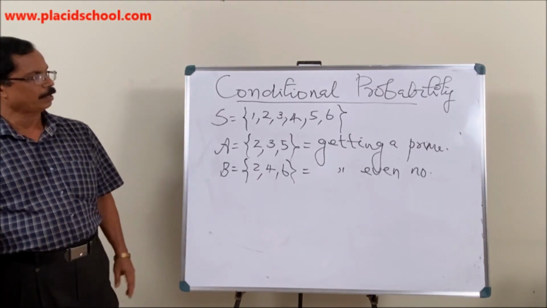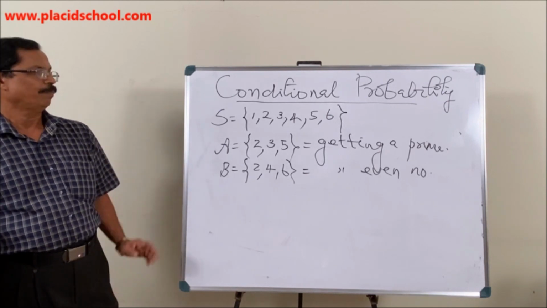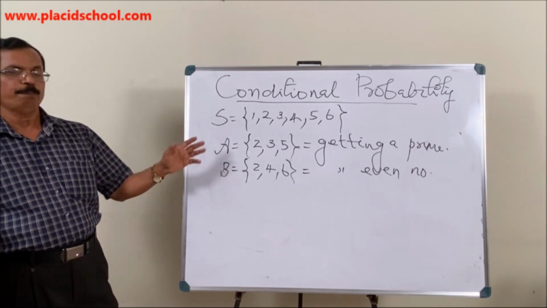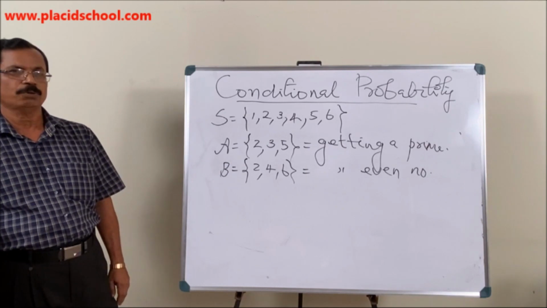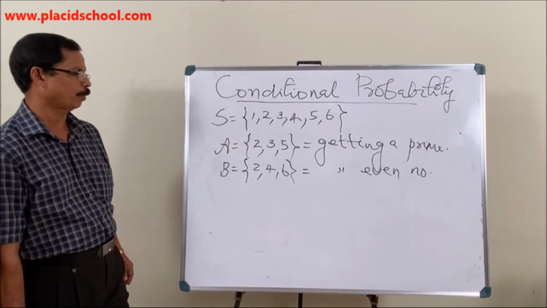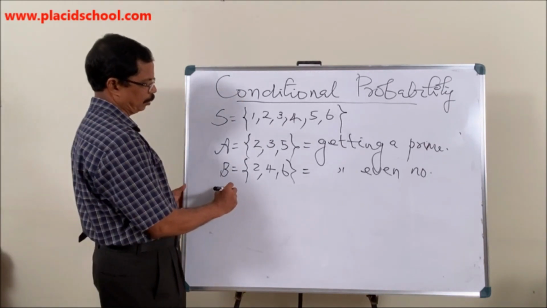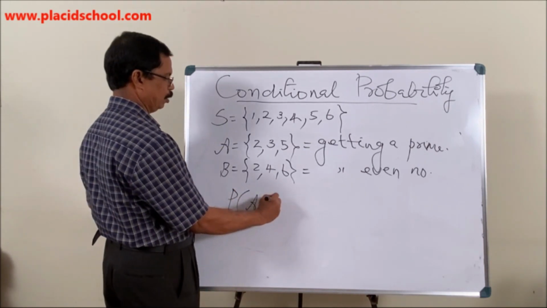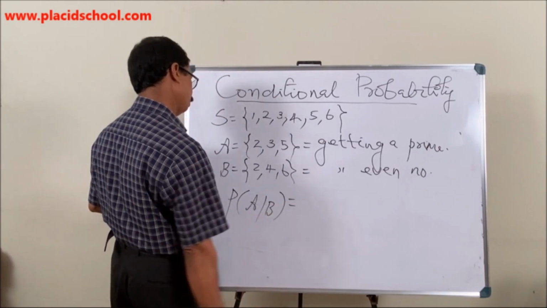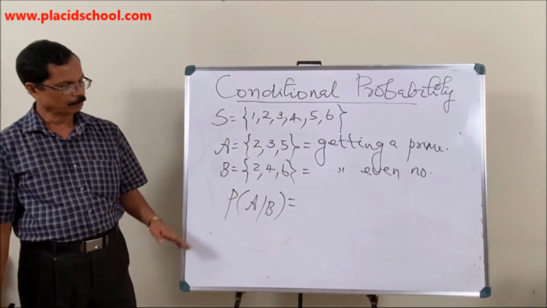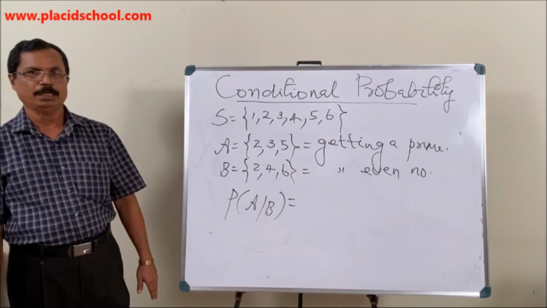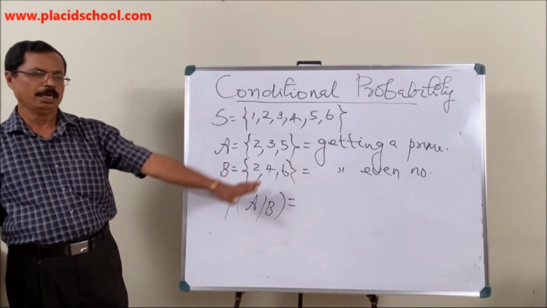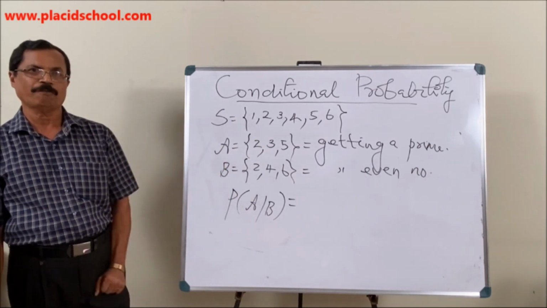Now we define the conditional probability, that is, what is the probability of A if B has happened? That is the question. That is known as conditional probability. We denote it like this: probability of A given that B has occurred. When we write P of A given B, it is understood that B has already happened. Then what is the probability of A?